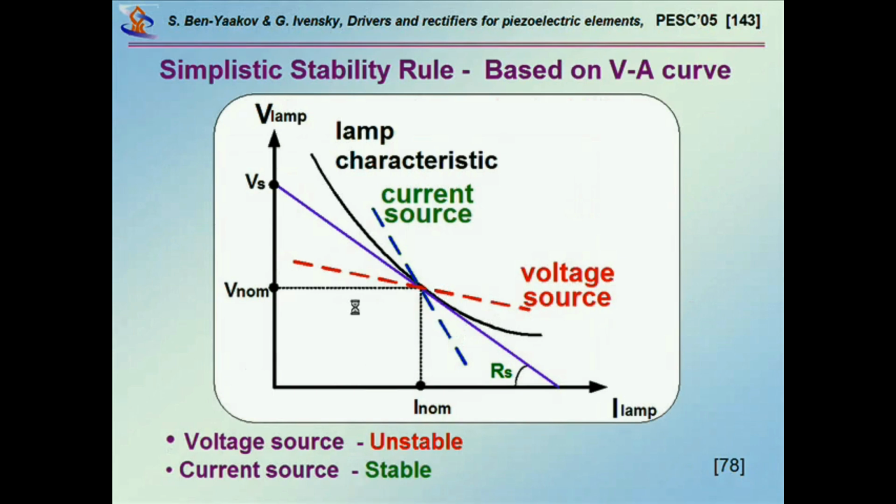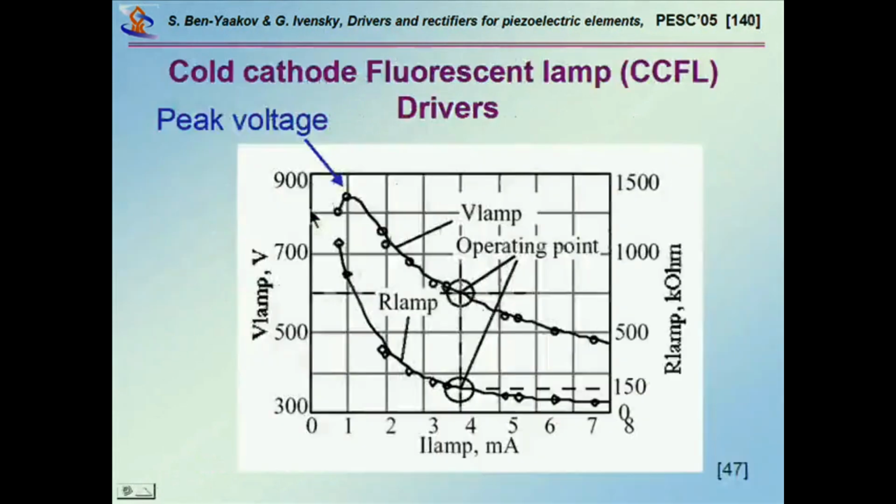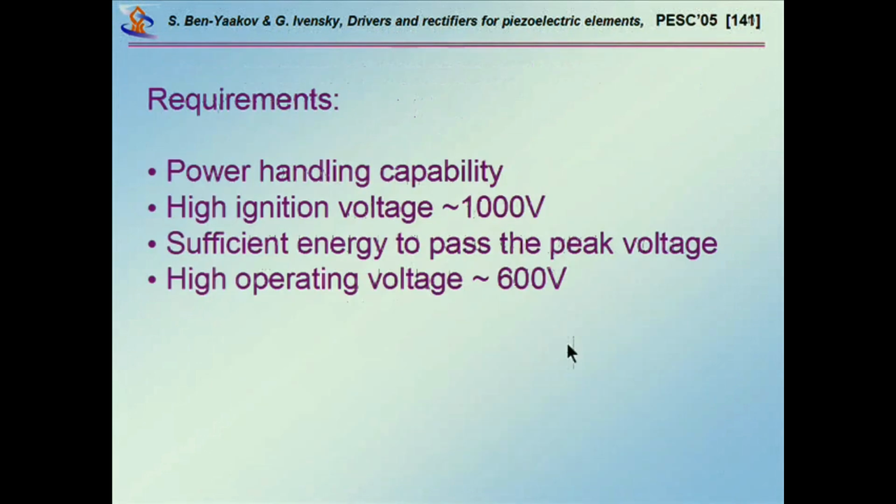Okay, now let's have a look at the problem of stability. The simple explanation of the need for a ballast for a fluorescent lamp is this curve. This is a very simplistic explanation. What does this say? It says the following. If this is a linearized characteristic of the lamp, what we've seen before, this is just replaced by a straight line.